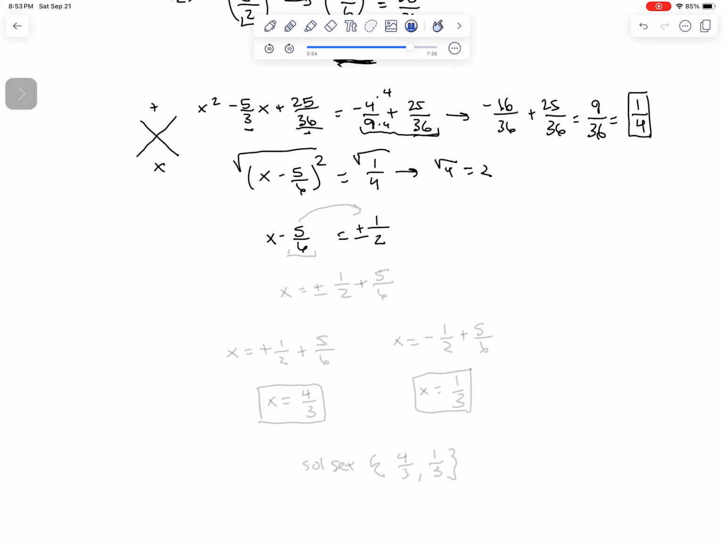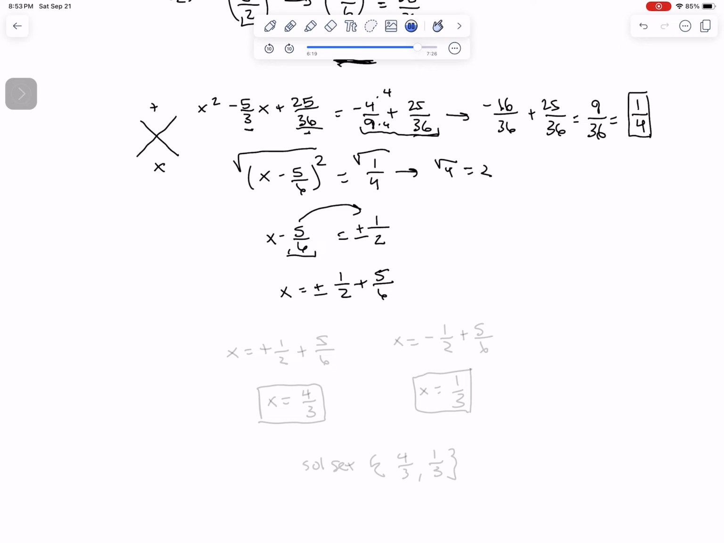And what I need to do is I want to get my x by itself. So I need to move this guy to the other side. So that means it's going to be x equals plus or minus 1/2. And then when you move it across the equal sign to the other side, it becomes positive. So it's 5/6, right?